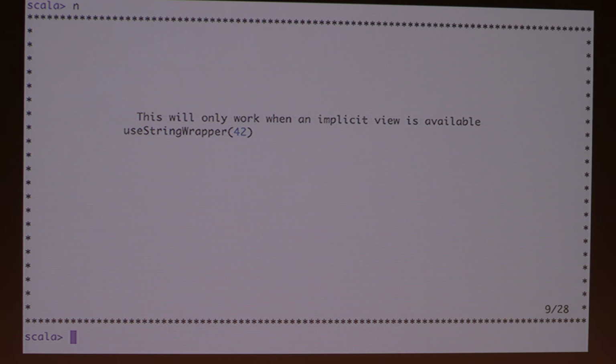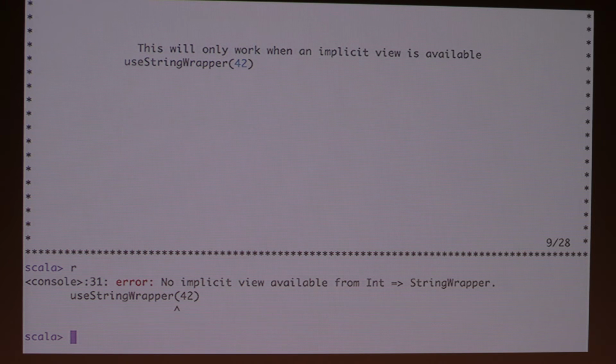Okay. Of course, if you try to call your created wrappers on values that do not have an implicit view available, the compiler will complain: no implicit view available from Int to StringWrapper here.